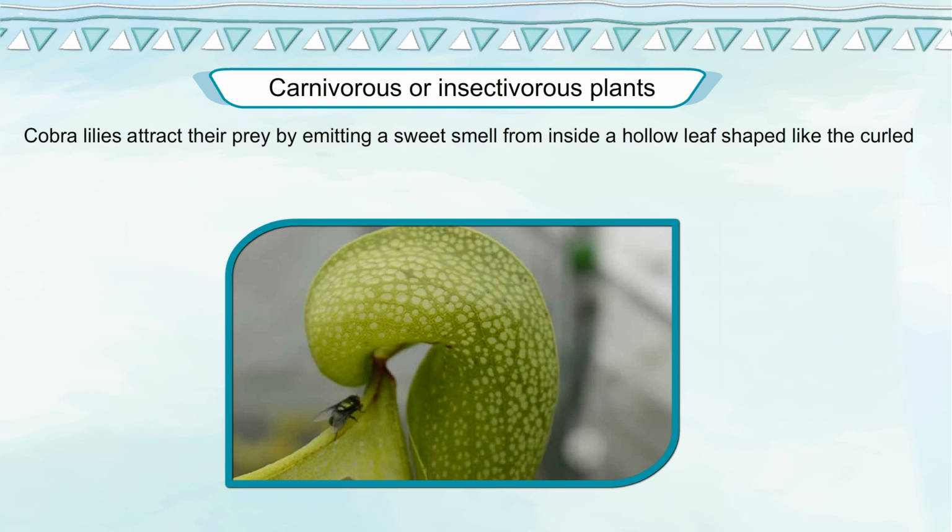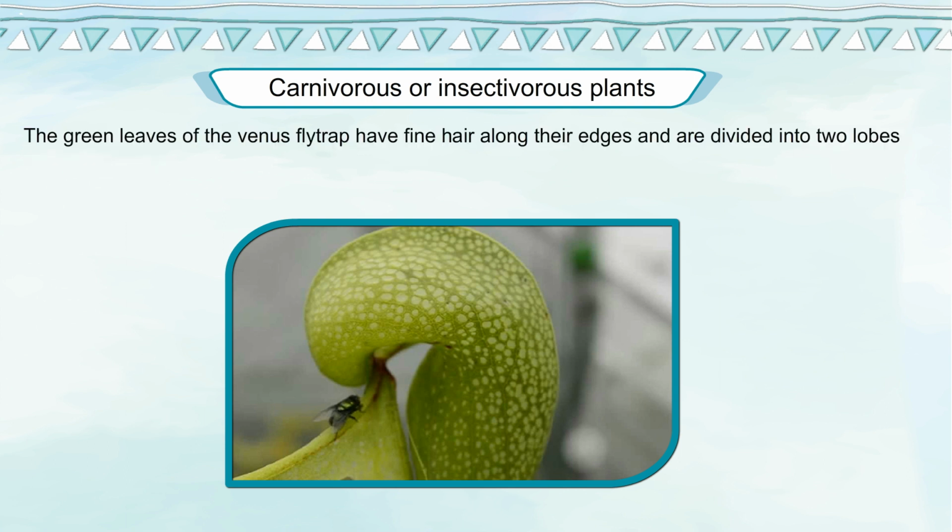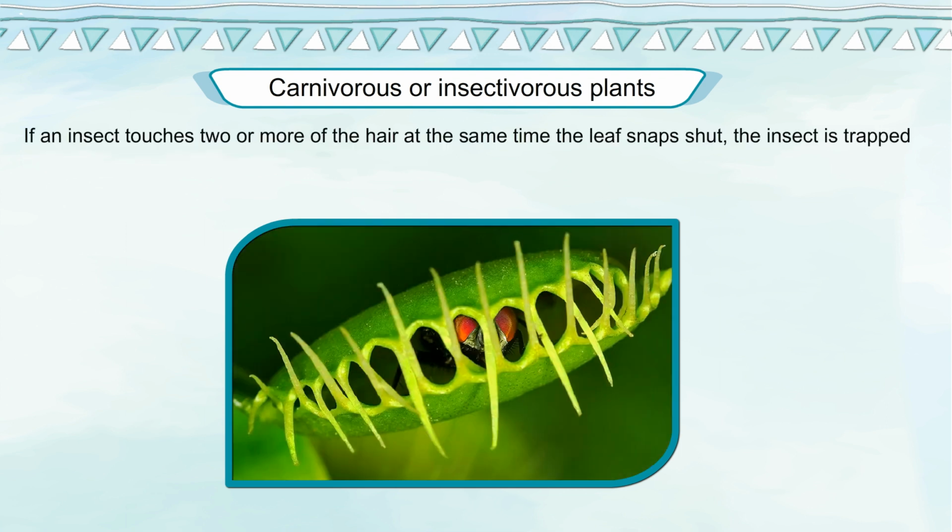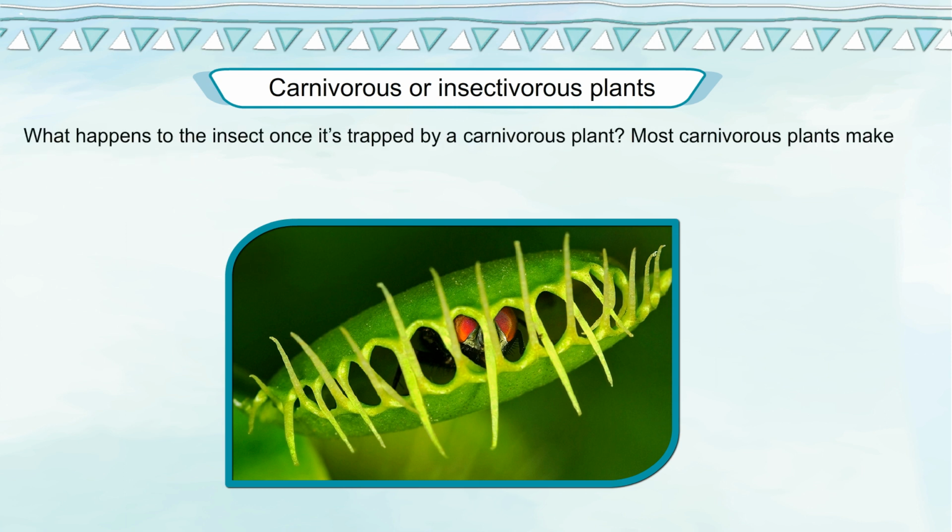Cobra lilies attract their prey by emitting a sweet smell from inside a hollow leaf shaped like the curled head of a cobra. The green leaves of the Venus flytrap have fine hair along their edges and are divided into two lobes that are connected at the base. If an insect touches two or more of the hair at the same time, the leaf snaps shut. The insect is trapped and slowly digested.